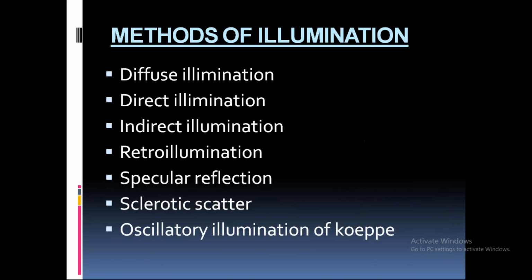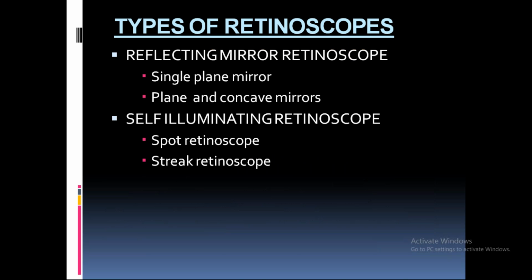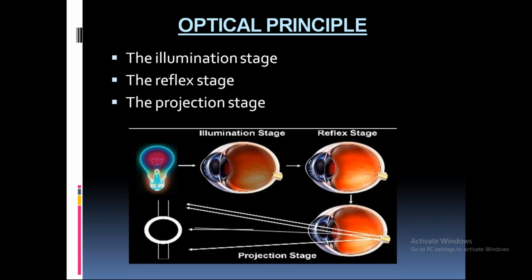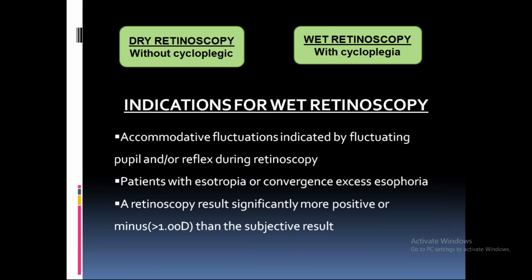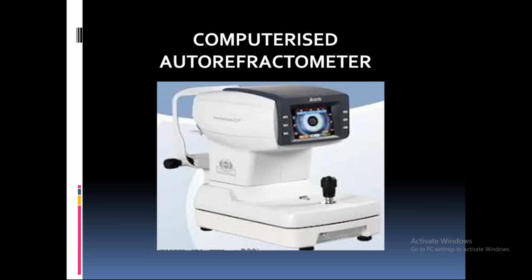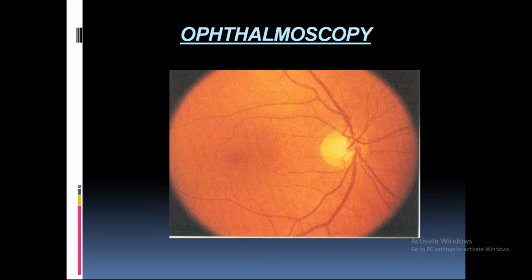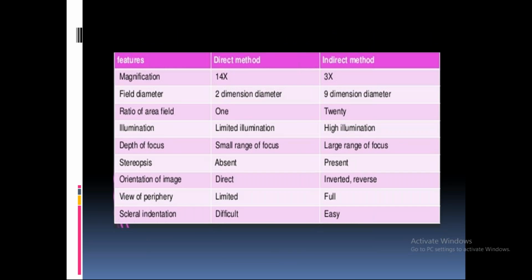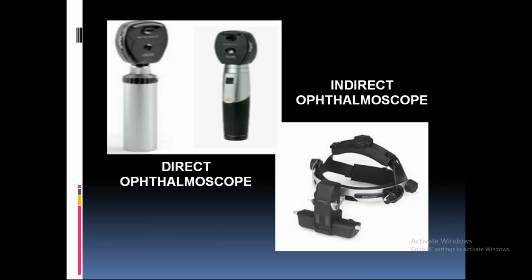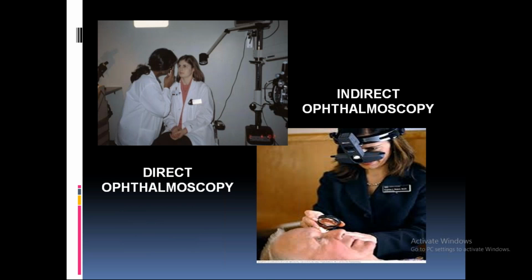Slit lamp examination. Retinoscopy. Computerized eye testing, autorefractometer. Keratometry, Bausch and Lomb keratometry. Ophthalmoscopy, fundus examination. Direct ophthalmoscope and indirect ophthalmoscope, and techniques of direct ophthalmoscope and indirect ophthalmoscope.